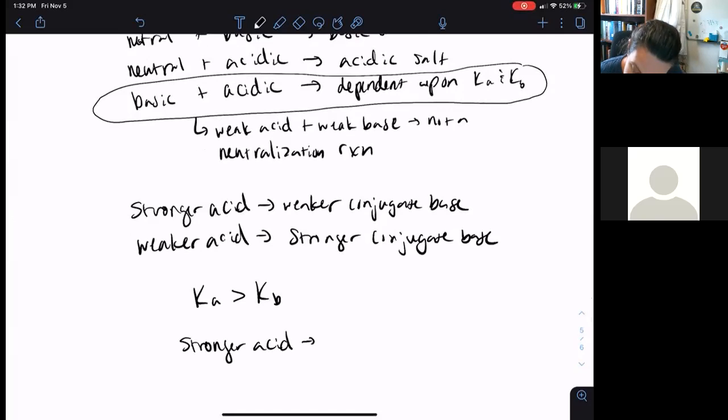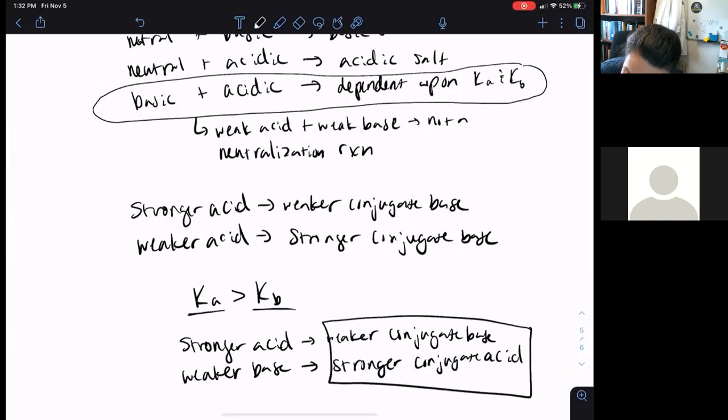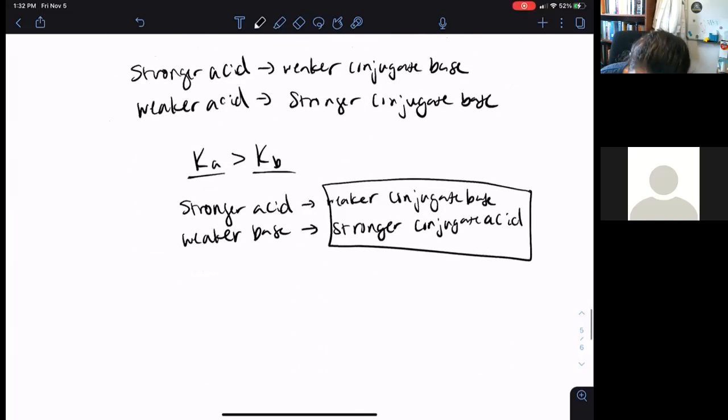which makes stronger acid, weaker base. This stronger acid will make a weaker conjugate base. The weaker base will make a stronger conjugate acid. And what we get is a salt that is acidic.